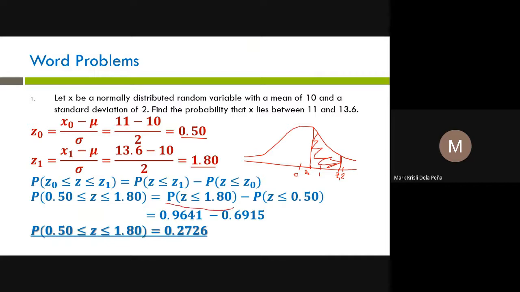The probability that z is less than or equal to 1.8 is 0.949641 if we check our z table. And the probability that z is less than or equal to 0.50 is 0.6915. Subtract the two, you'll get 0.2726. So this will be our final answer. So the probability that the value x lies between 11 and 13.6 is 27.26%. So that is how we solve word problems related to standardized distribution.